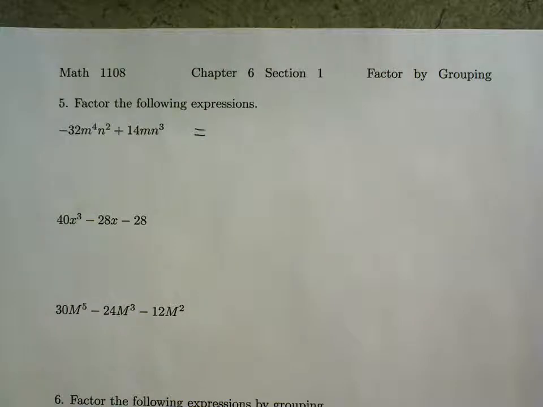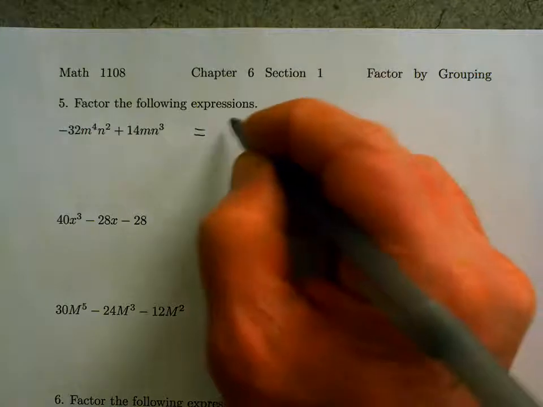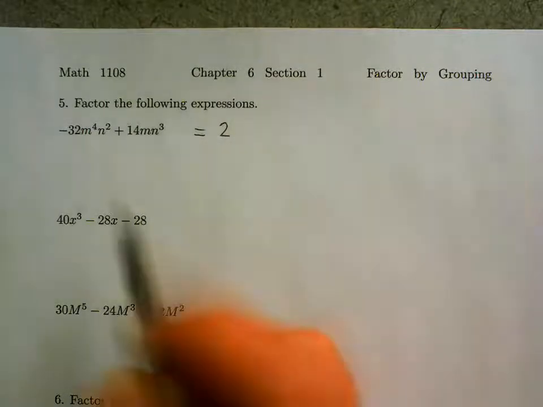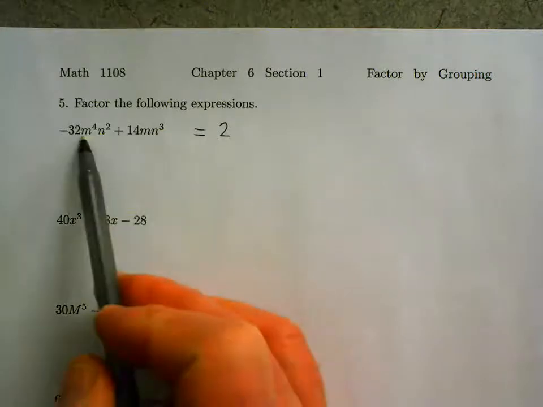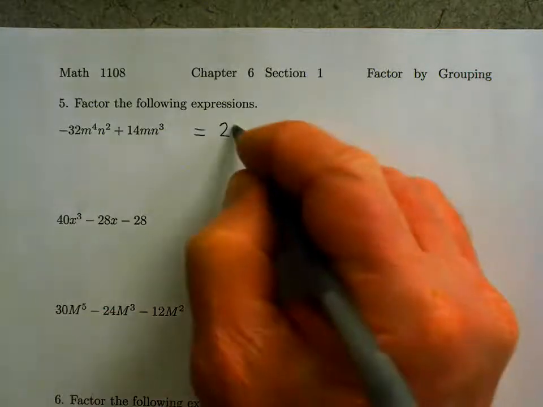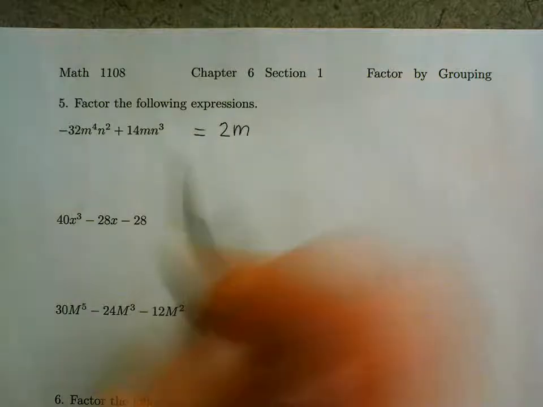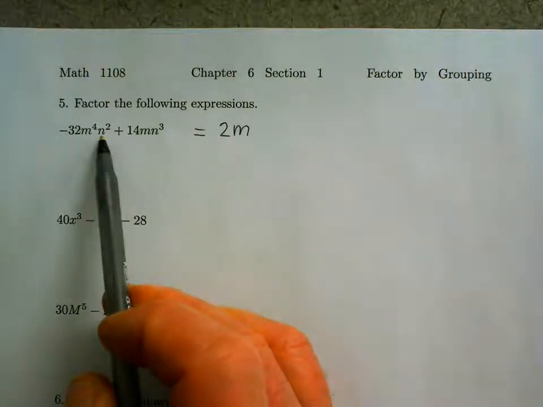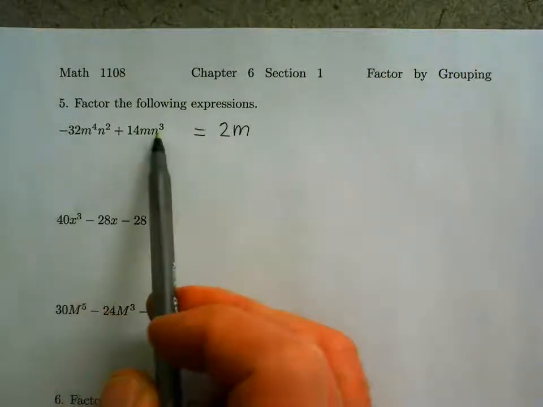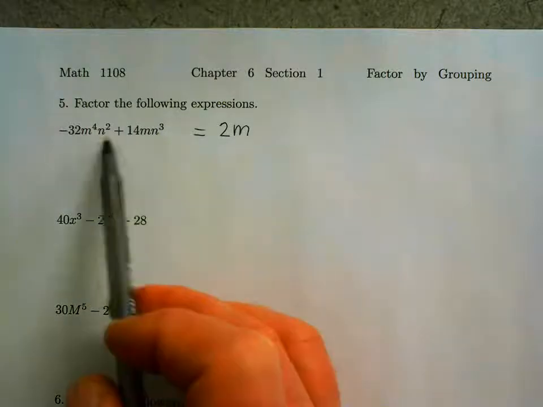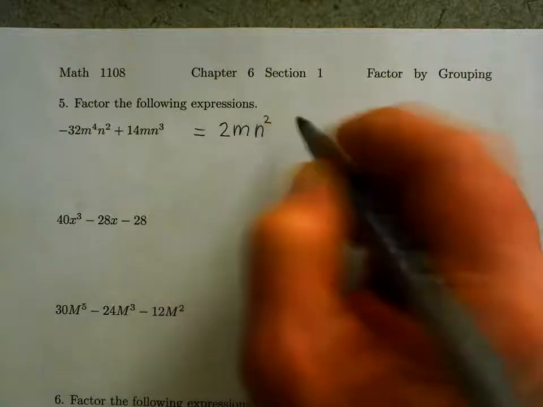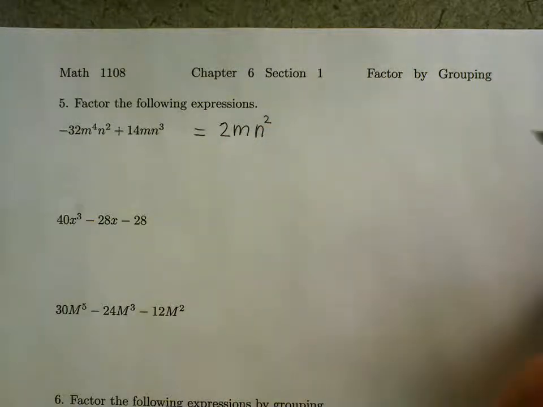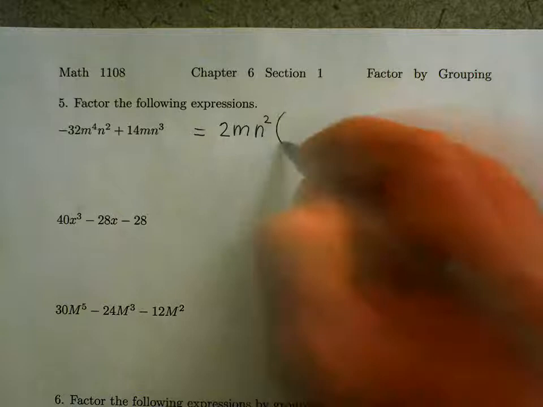If you want to factor out 2 or negative 2, it's okay. I'll just factor out positive 2 in this one. Then we compare the variable parts, m to the fourth and m. Common to both is one factor of m. And then the term on the left has n to the second. The term on the right has n to the third. Common to both is n to the second. So that's the greatest common factor, 2m times n to the second.